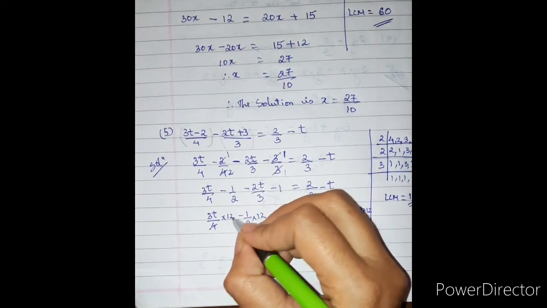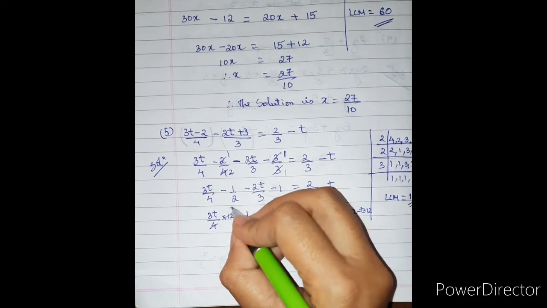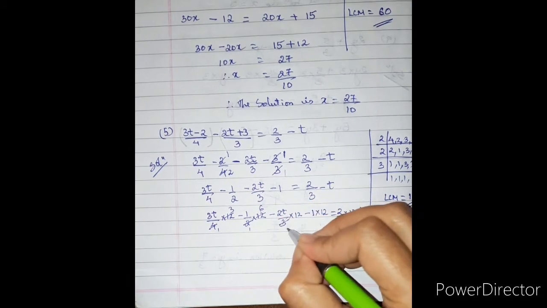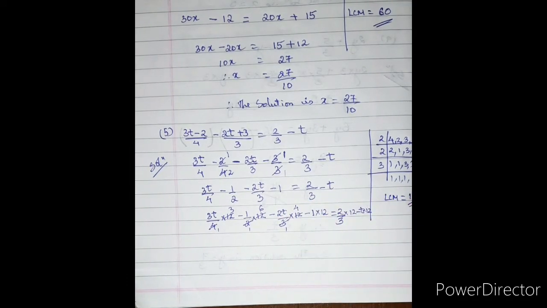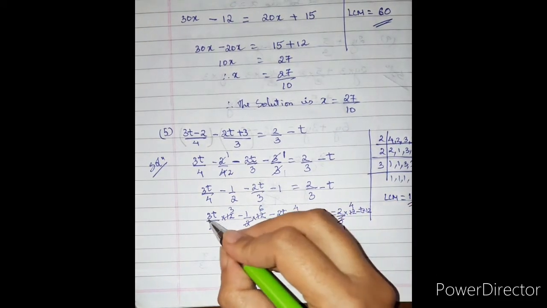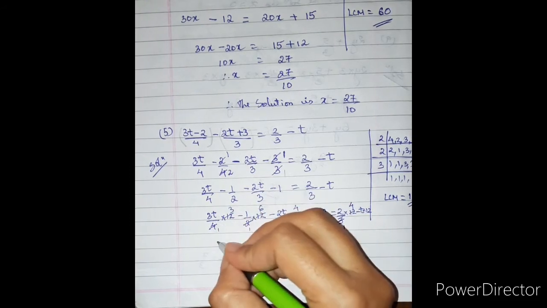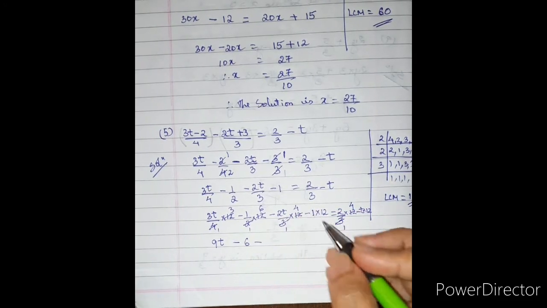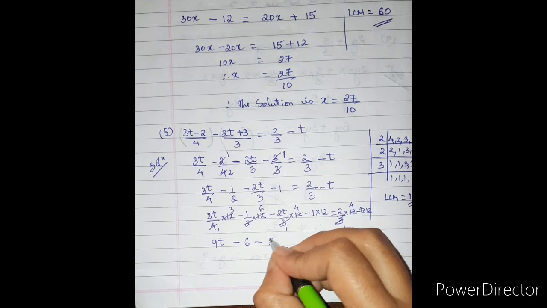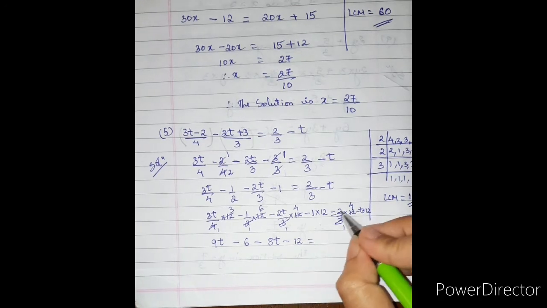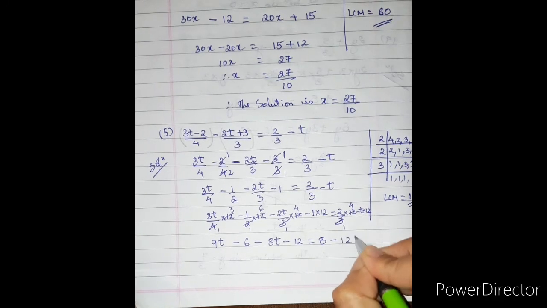Then cancel what you can cancel. 4 ones are 4. 4 twos are 8. 4 threes are 12. 2 ones are 2. 2 6s are 12. 3 ones are 3. 3 fours are 12. So we get 3t into 3. So 3 threes are 9t minus 6 ones are 6 minus this one here, 4 twos are 8t minus 1 into 12 is 12, which is equal to 4 into 2 is 8 minus t into 12 is 12t.